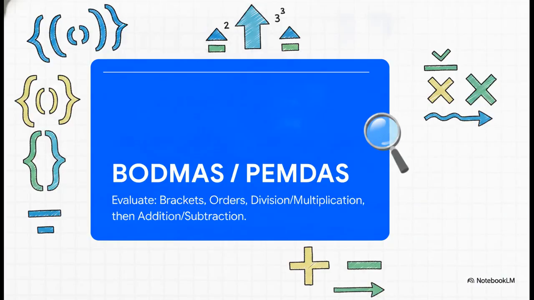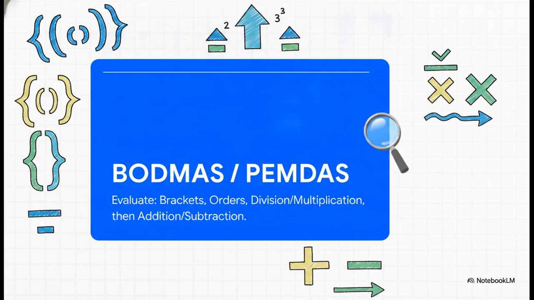Now, before we tackle literally any math problem, we need our master key. This is the absolute golden rule of mathematics. You might know it as BODMAS, or maybe you grew up calling it PEMDAS. Basically, this is the strict order of operations. Whenever you see a totally chaotic equation, this is your foolproof blueprint for dismantling it systematically.